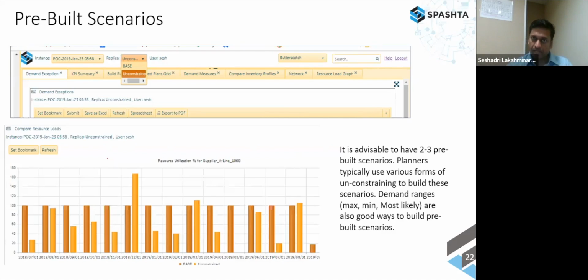And this is at the beginning itself. Monday morning, if I'm coming to look at the plan, it will be good for me to know this right away instead of having to run another plan run. It will be pretty good to give the planners this at the beginning itself. And no more than 2 or 3, otherwise it just becomes too confusing for the planners.